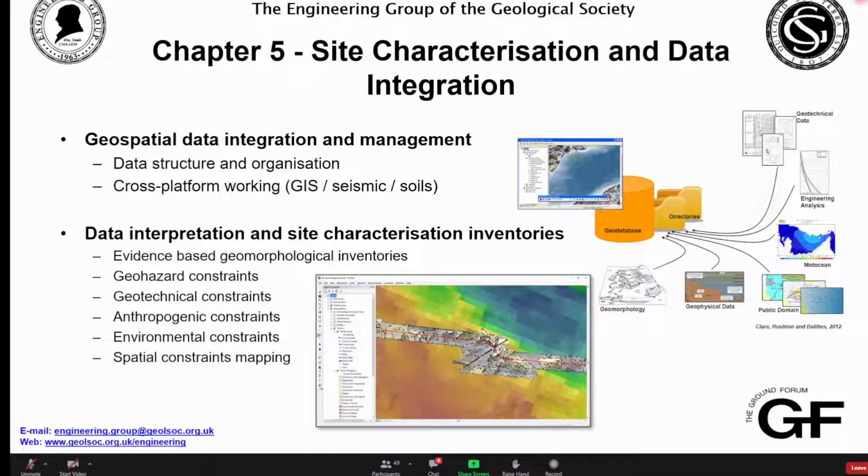And then we'll have some discussion and some worked examples of data interpretation and site characterization inventories. So how do we put together inventories of seafloor and subsurface conditions? And also discussing some of the other aspects that need to be considered within the development planning. So anthropogenic constraints, this could be wrecks, it could be unexploded ordnance, environmental constraints, so sensitive habitats, for example, and then also broadly thinking about spatial constraints, mapping and marine spatial planning at a fairly high level. Next slide, please, Chris.